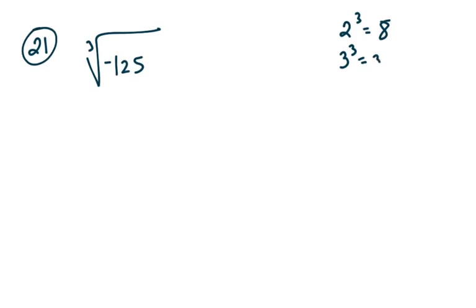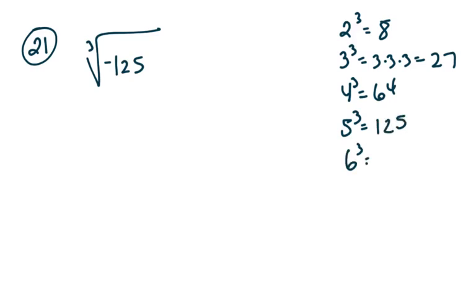Okay, 21 shifts gears a little, and it looks at a perfect cube. So what you're going to want to do is write out what your perfect cubes are so you'll start to remember. So 3 to the third is 3 times 3 times 3, right? So that's 27. 4 to the third is 16 times 4, which is 64. 5 to the third is 25 times 5, which is 125. 6 to the third is 36 times 6, which I think is 216. I don't recall.